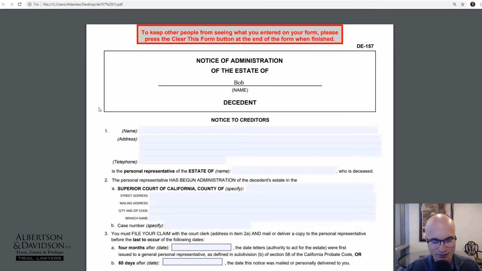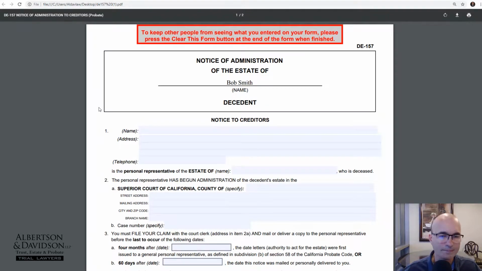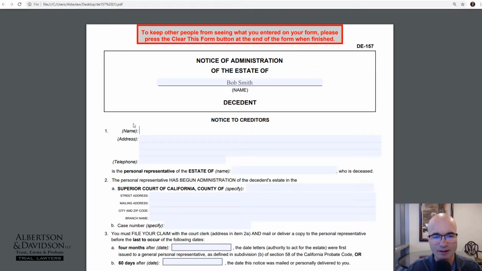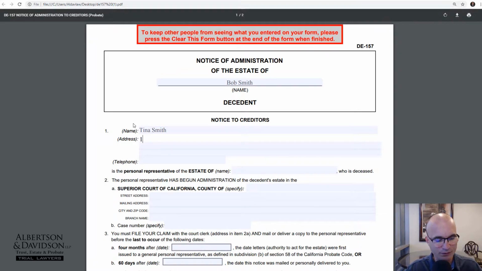So we're going to deal with the estate of Bob Smith. And we're going to start by letting everybody know who the personal representative is. So we'll say that his wife, Tina Smith, and we'll put her address, and her telephone number. And we're saying that this person is a personal representative of the estate of, and again, it's Bob Smith, who is deceased.